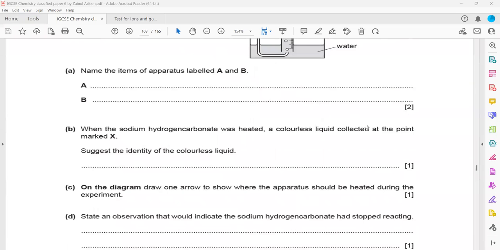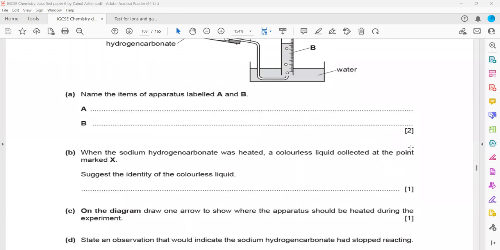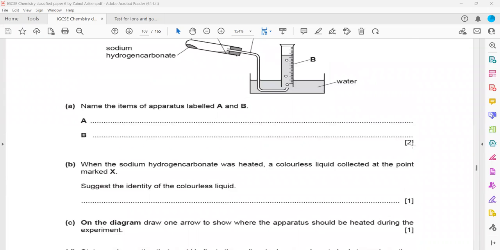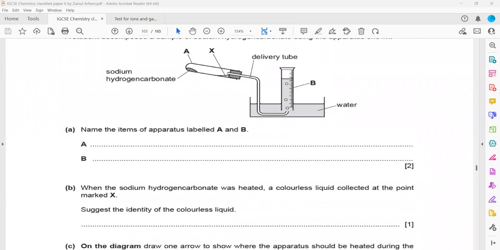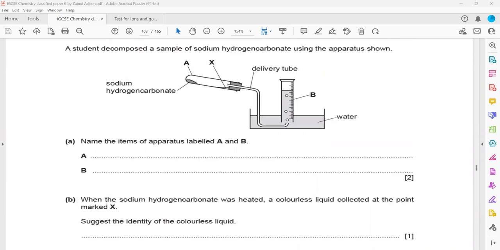So when the sodium hydrogen carbonate was heated, a colorless liquid collected at point marked X. Suggest the identity of the colorless liquid. What is this colorless liquid? Water. Yeah, water. What actually happened is that this substance was sodium hydrogen carbonate, NaHCO3. But when we supply heat energy, it starts to turn into Na2CO3 plus CO2 plus H2O. These are the three products which are formed.